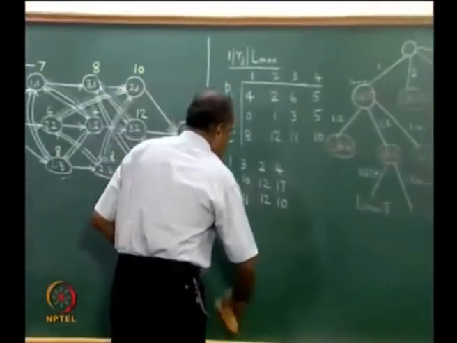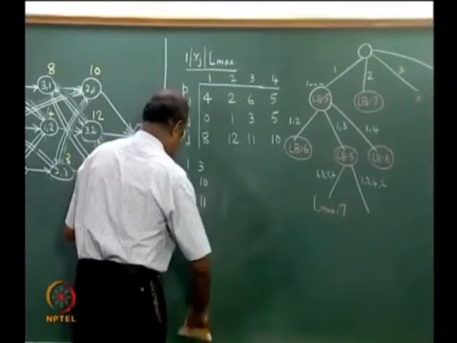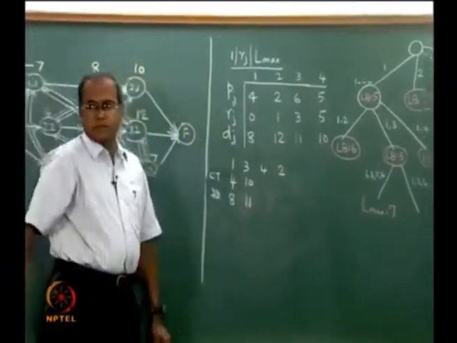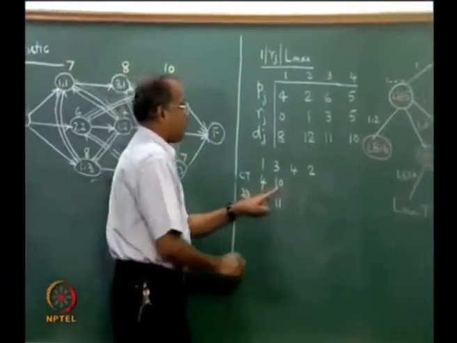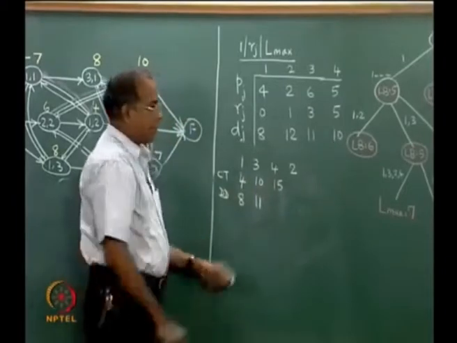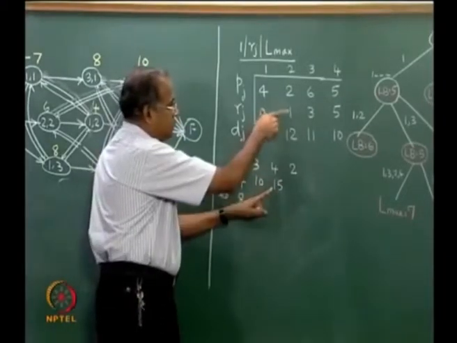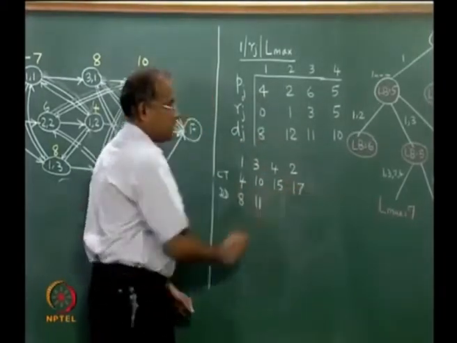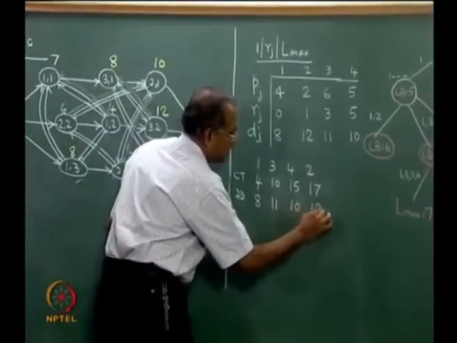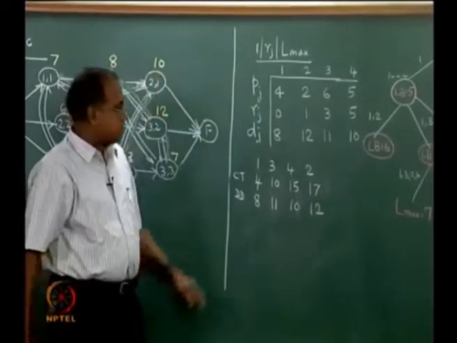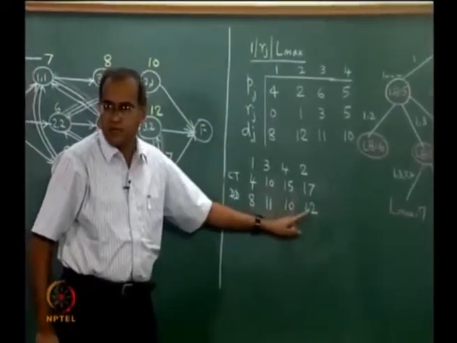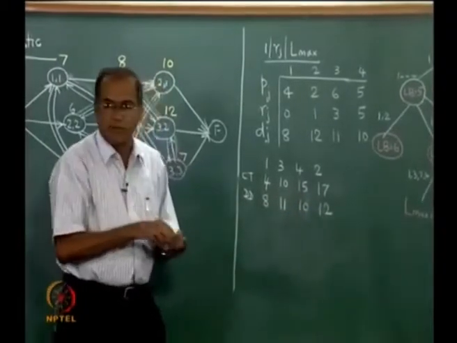Now, let us look at the other one, 1 3 4 2. So, at time equal to 10, 4 is available, completing at 15. At time equal to 15, 2 is available, 15 plus 2 is 17, and the due dates are 10 and 12. So, L max is 5.